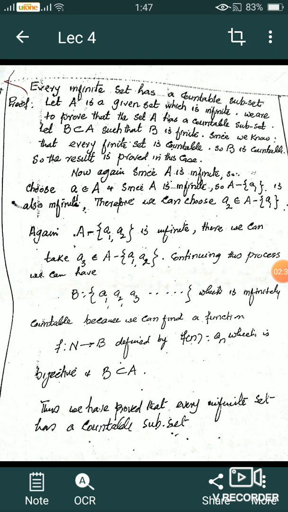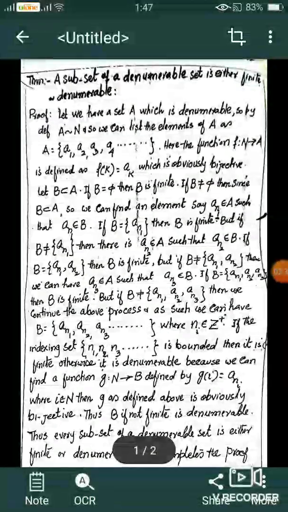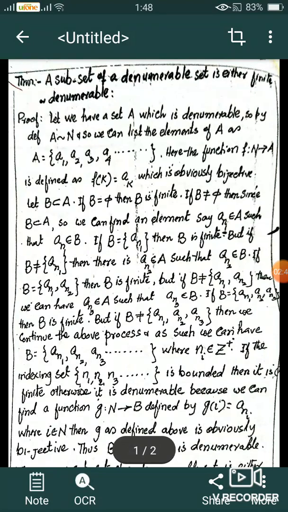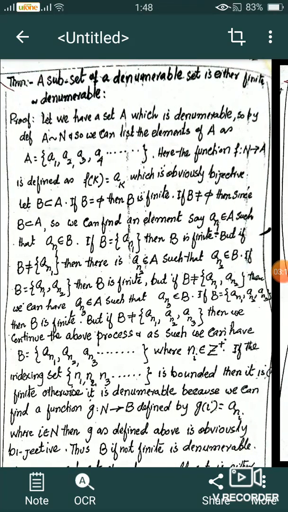Now we have the next theorem, that is, a subset of a denumerable set is either finite or denumerable. Proof: let A be a set which is denumerable, and by definition A is equivalent to N, so we can write the elements of A as A equal to the set {a1, a2, a3, a4, ...} and so on. These are the elements of set A.